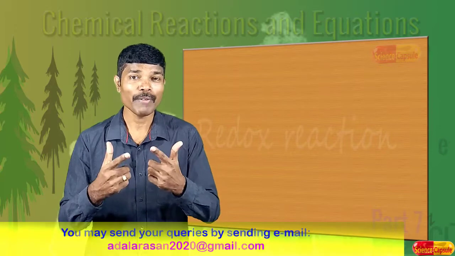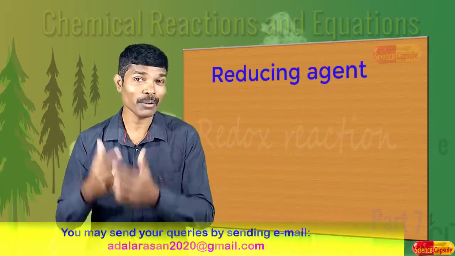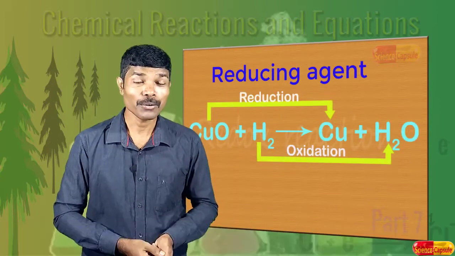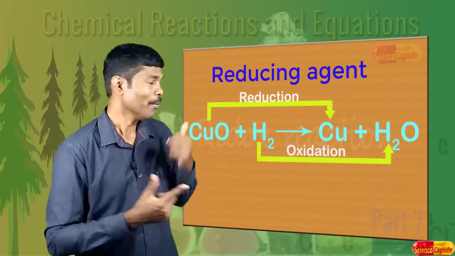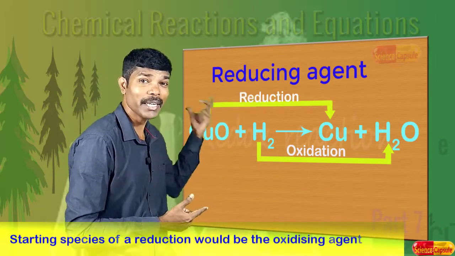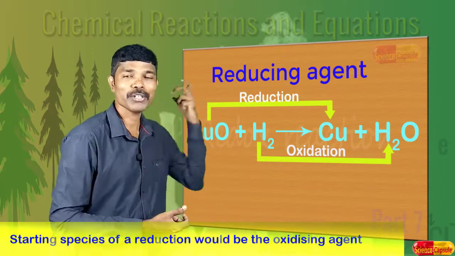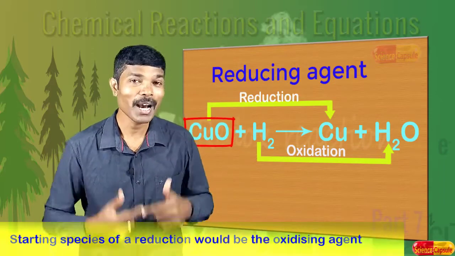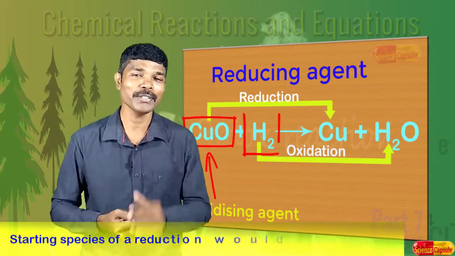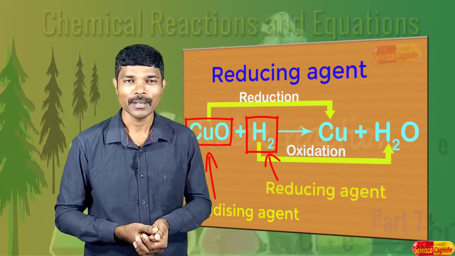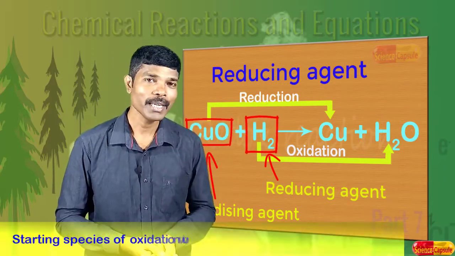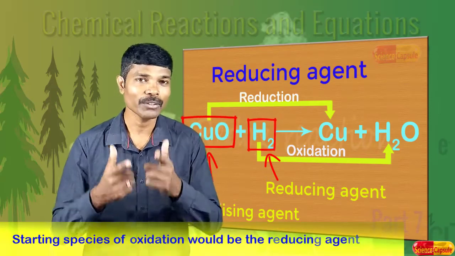If you are able to find the oxidation process and the reduction process in a redox reaction, then within a second you can easily find the oxidizing agent. How to find that? Now here you see the reduction reaction. Here, the starting species of the reduction reaction will be our oxidizing agent and the starting material of the oxidation process will be our reducing agent. Very easy, right? So this way you can easily find the oxidizing and reducing agent in a redox reaction.